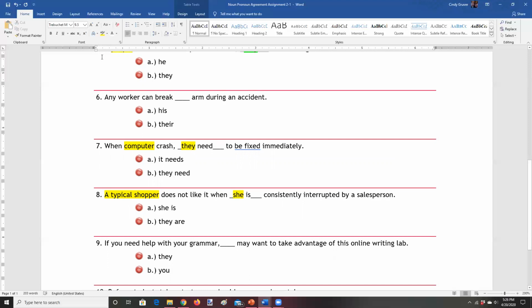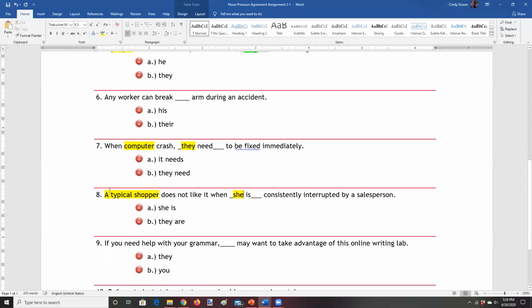We could also have gone with he. He is. We wouldn't use they because a typical shopper, we can see it's singular because the way to make the word shopper plural in English is to add an S. And so we see there's no S at the end. We also see the use of the word a, which is what we use for singular item. We can even see we have the singular verb. If it were typical shoppers do not like it. But no, that's not how we chose to phrase this.